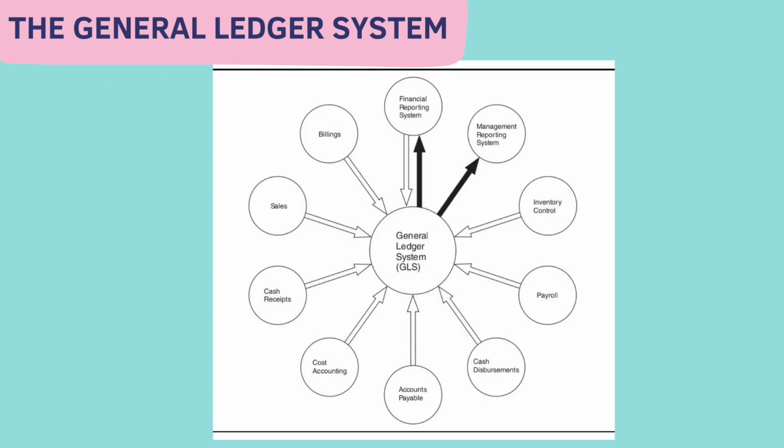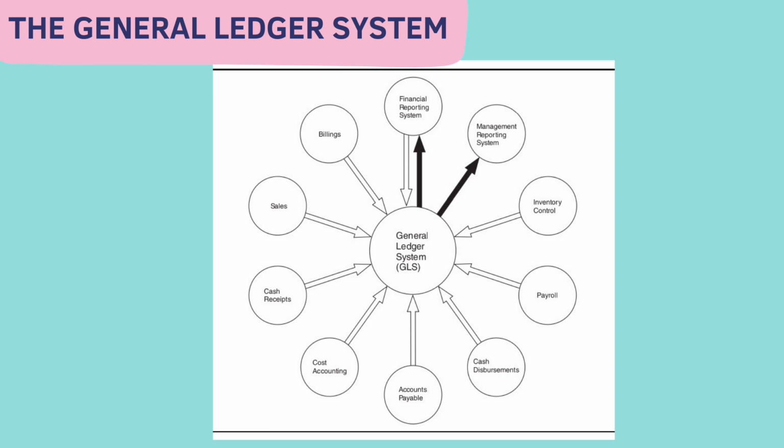Yung GLS ay parang main hub ng company information network. Connected siya sa other systems called transaction processing systems na nag-handle ng different parts of business transactions and na-record yun sa special journals and accounts. So, yung GLS, na-gather niya yung mga summaries ng mga transaction from TPS at ginagamit as input for the financial reporting system. This helps keep track of all the money-related stuff in the company and ensures accurate financial reports. So, yung feedback from FRS also goes back into the GLS para ma-update lahat.